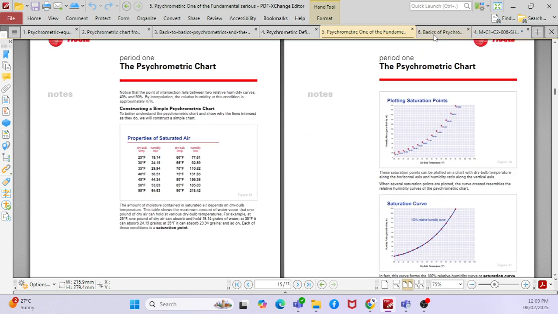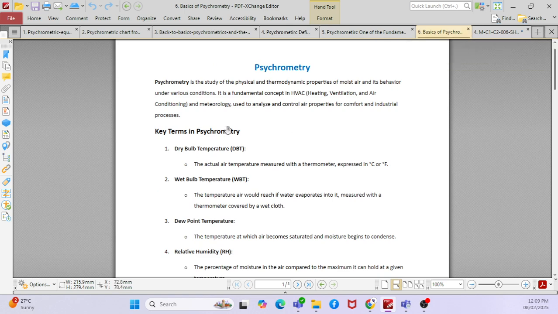Okay, let me go to another example. So here there is a definition for each and every item. What is the dry bulb temperature? The actual air temperature measured by a thermometer, expressed in Celsius or Fahrenheit.